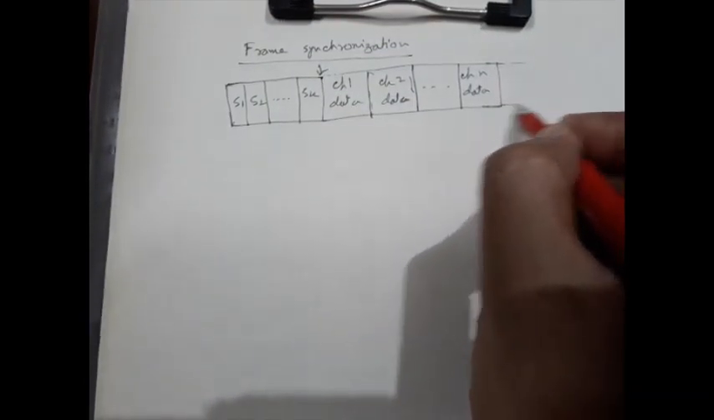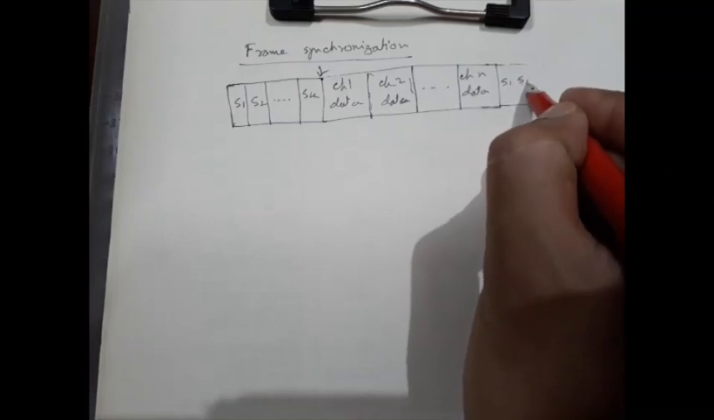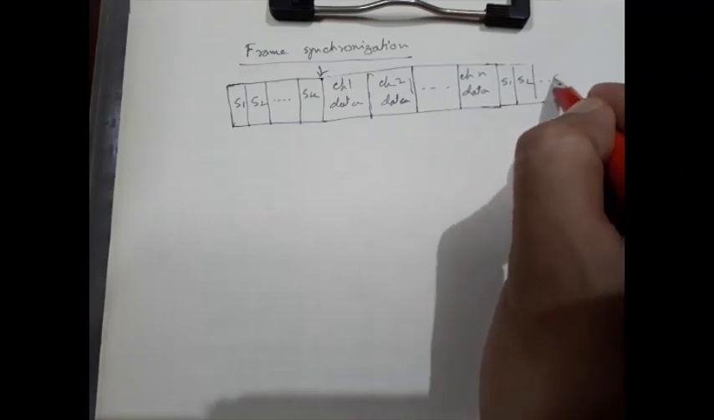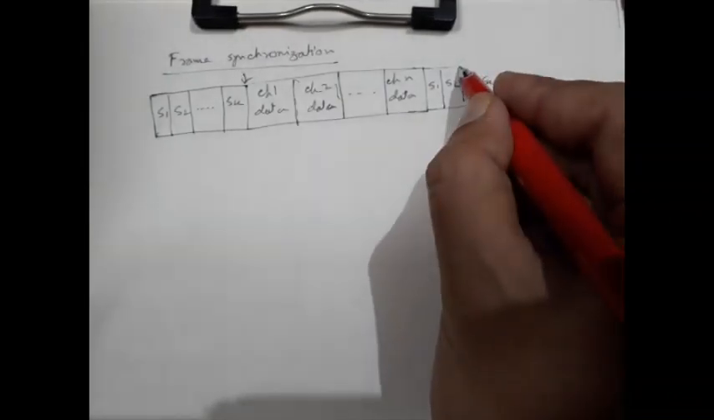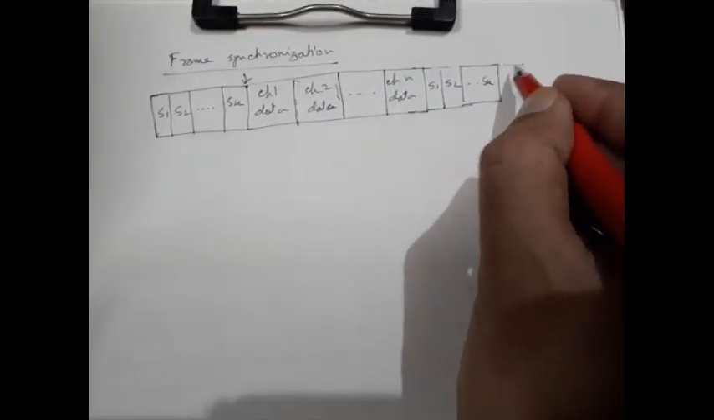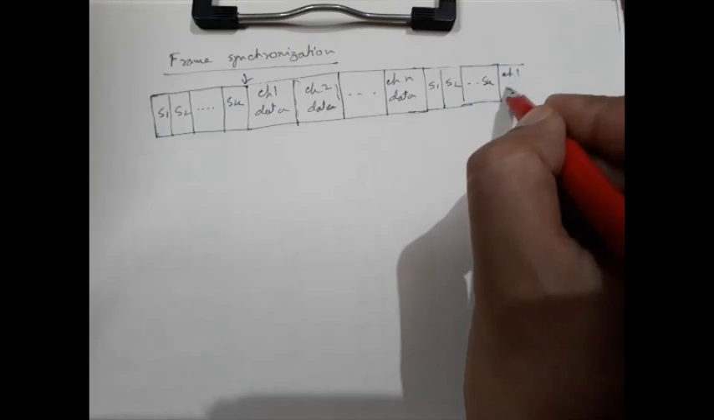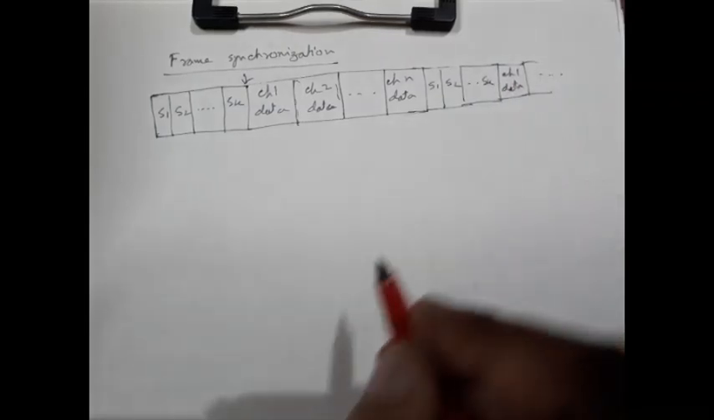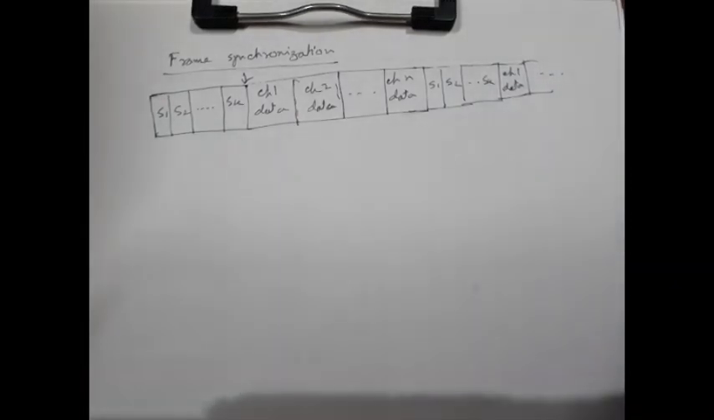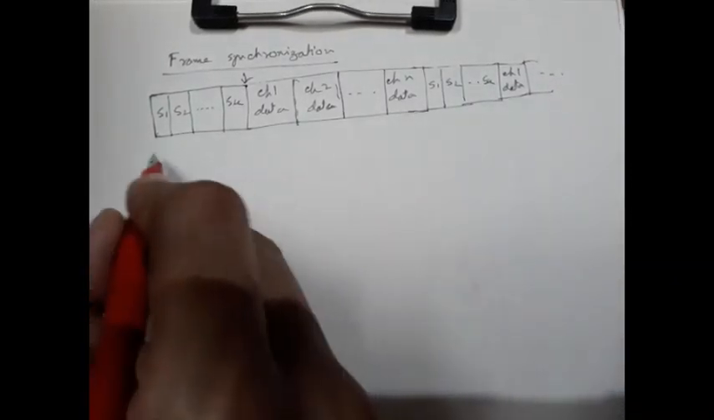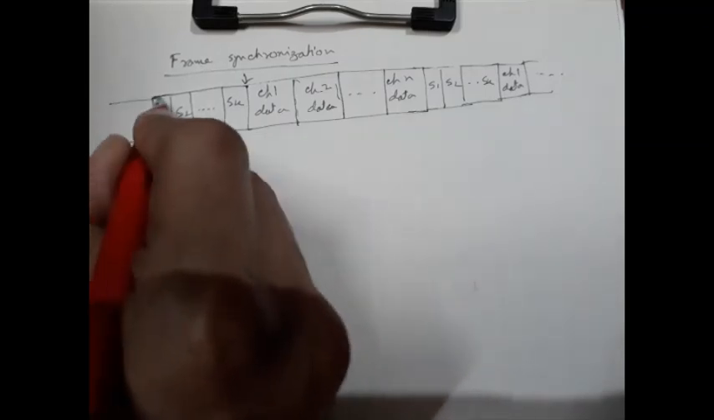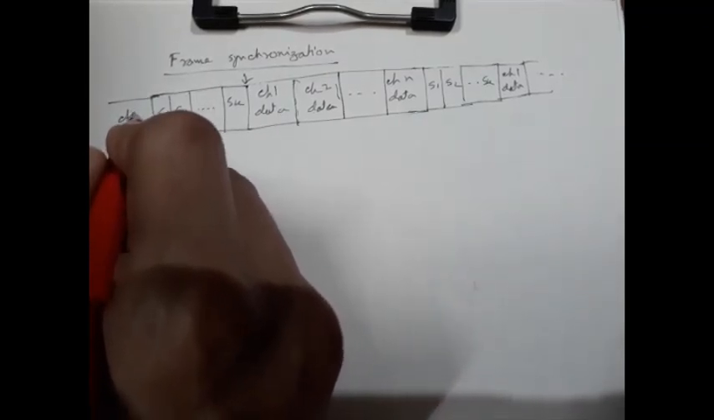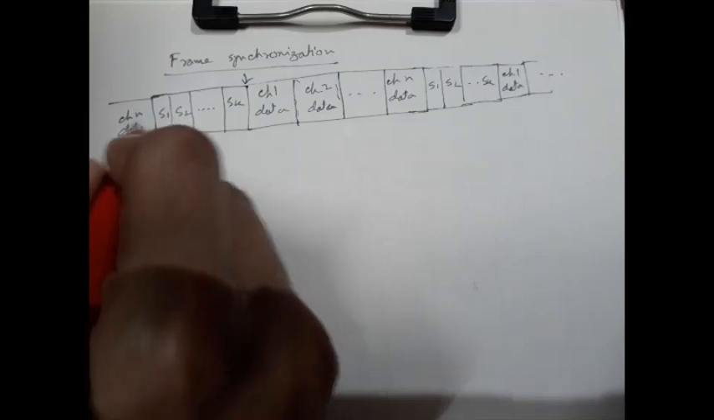That means after this nth channel, again S1, then S2, up to SK, and then again channel 1 data, then channel 2 data, and so on. So in this way the data will be transmitted, with the previous channel n data before it. So in this way data is transmitted.